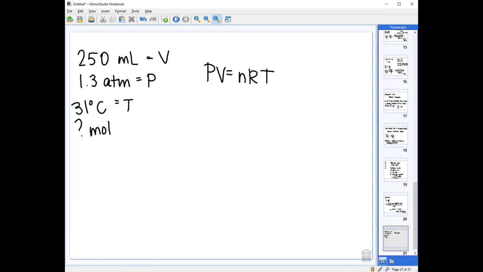Now, I've got P and V, I know R, I know T, I'm looking for n, so I'm going to divide both sides by RT so I can get n by itself. Okay, so my equation is going to be PV divided by RT equals n, because that's what I'm trying to solve for. Can I just plug in these numbers?